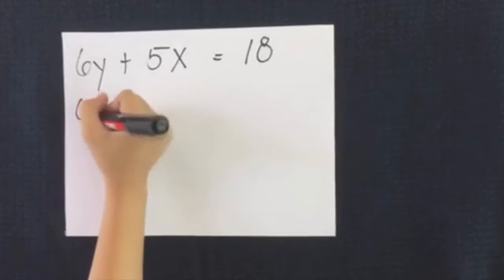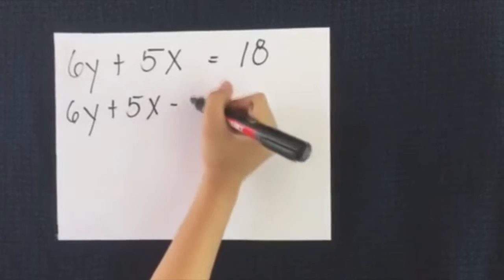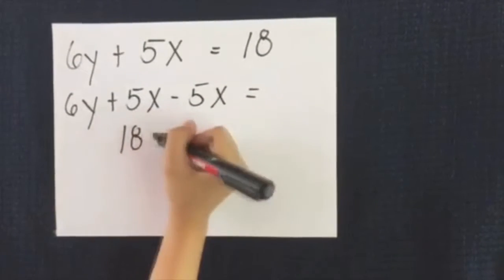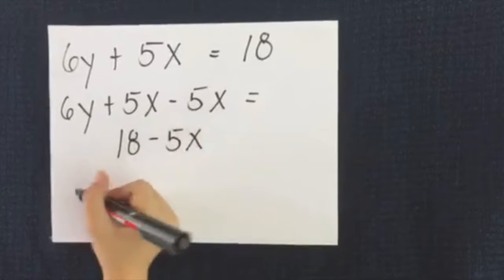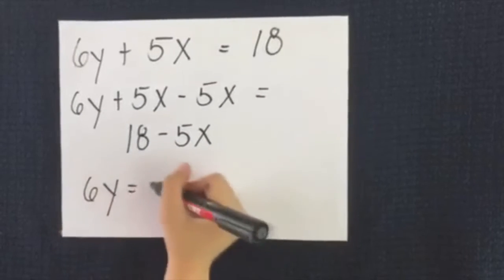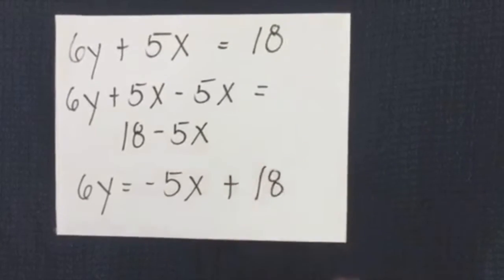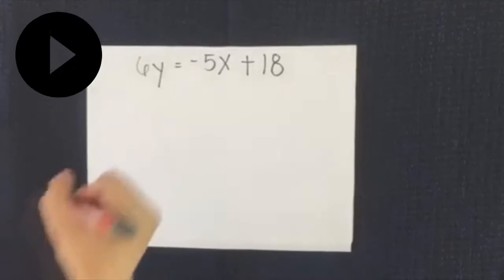Second, isolate the y term on one side of the equation. Just move the x term over to the other side so that the y term is by itself. Remember that whenever you move a term to the other side of an equation, you have to flip its sign from negative to positive and vice versa. So, 5x moved to the other side of an equation would become negative 5x. The equation should now look like 6y equals negative 5x plus 18.